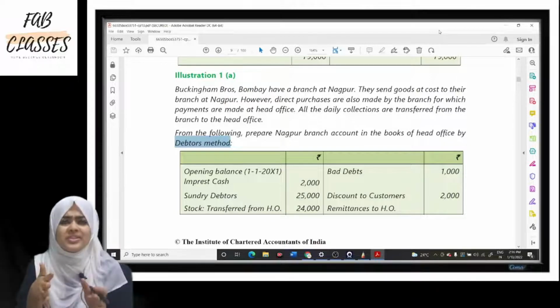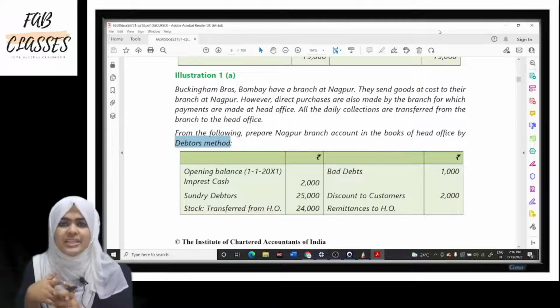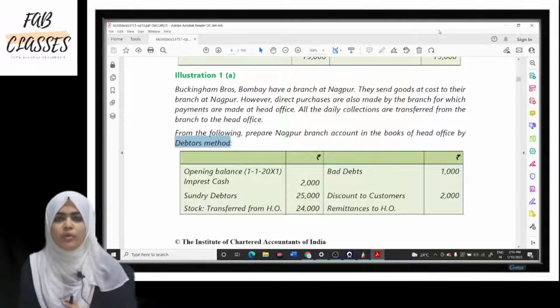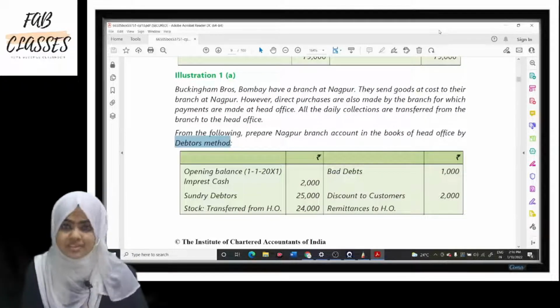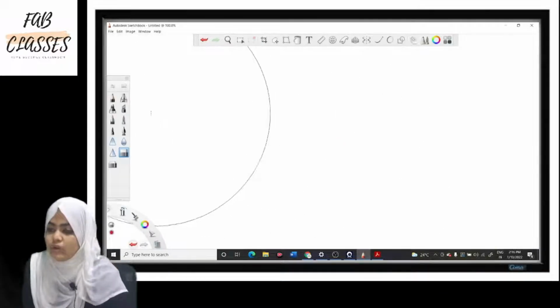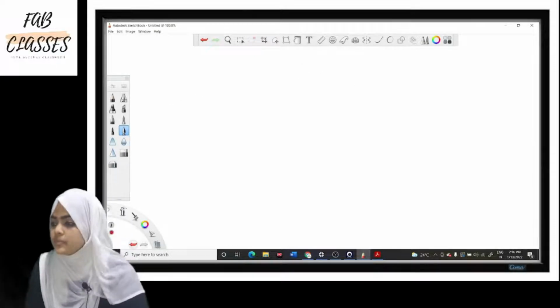I'm not going much into the theoretical part of branch accounting. I'm mainly focusing on the illustration areas only. Before going into the illustration, I'll give a quick overview of what this branch accounting is all about. Then after that, we will move towards the illustrations. Okay, fine. So now, first of all, let's understand what this branch accounting chapter is all about.